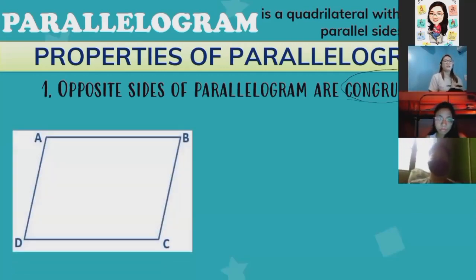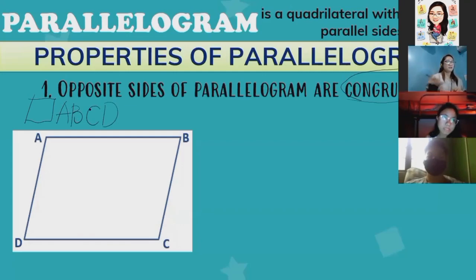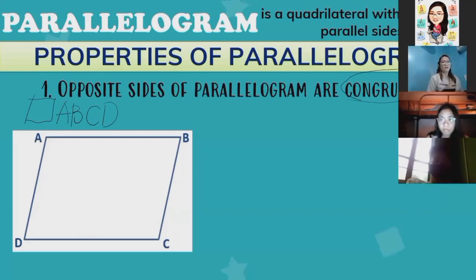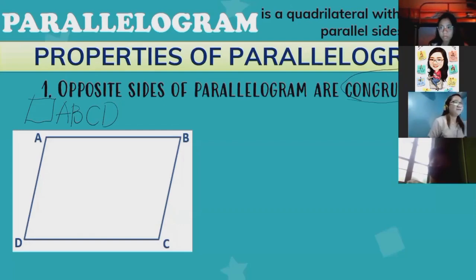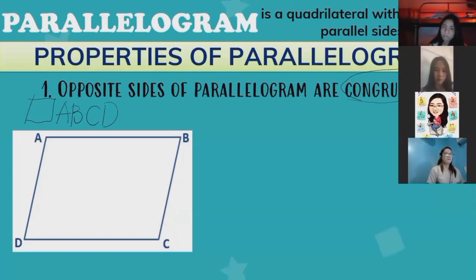So let's have our figure. I have here parallelogram ABCD. You can name a parallelogram based on the names of its corners or its points. So this parallelogram here is named parallelogram ABCD. You can name a parallelogram clockwise or counterclockwise. You can start at any point, then follow the clockwise or counterclockwise procedure. I hope that is clear to you. So what do we mean by opposite sides of a parallelogram are congruent? Can you give me a pair of opposite sides here? Jeff, that was fast. AD and BC, po. Come again? A, B, and D, C.